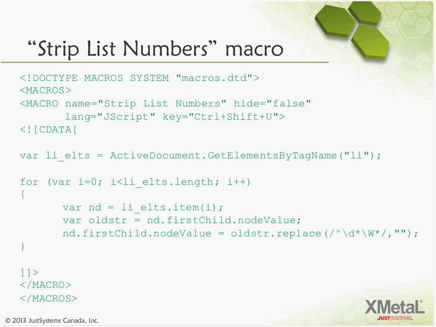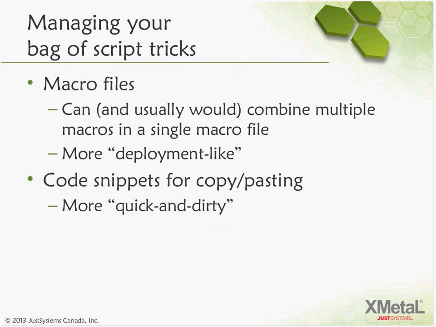Then there's a loop, which is going to go through each one of those elements that have that tag, and it has a leading number with a period. It's going to delete that using regular expressions. That's all you need to understand about that code. So back to XMetaL now and have a peek at what that macro will do. That's quick.